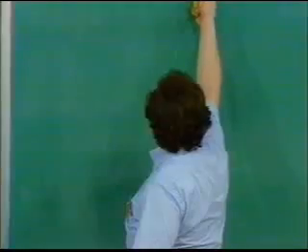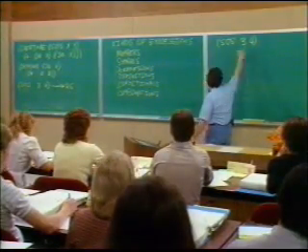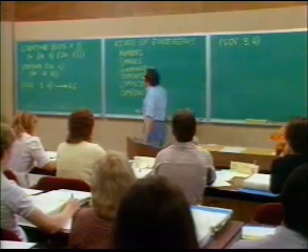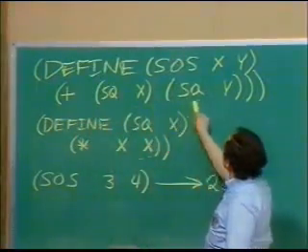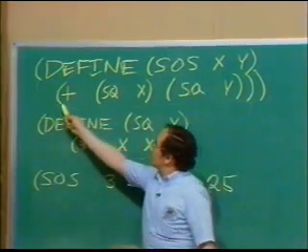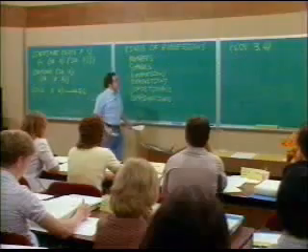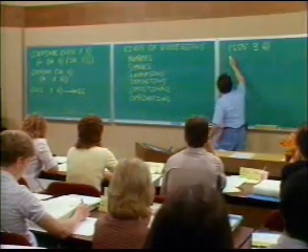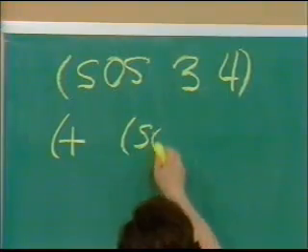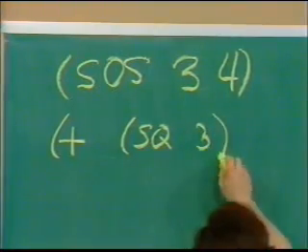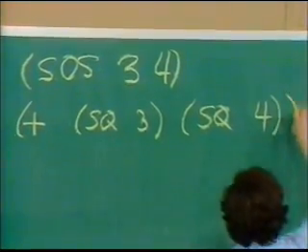And 4 is also a number. I'm going to substitute 3 for x and 4 for y in the body of this procedure that you see over here. Here's the body of the procedure. It corresponds to this combination, which is an addition. So what that reduces to, as a reduction step we call it, is the sum of the square of 3 and the square of 4.